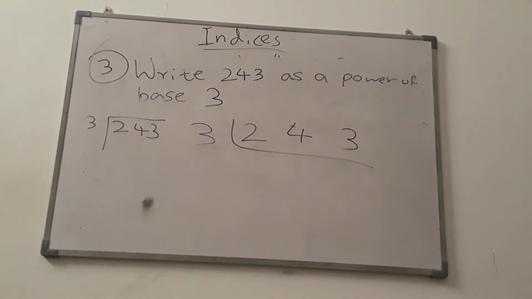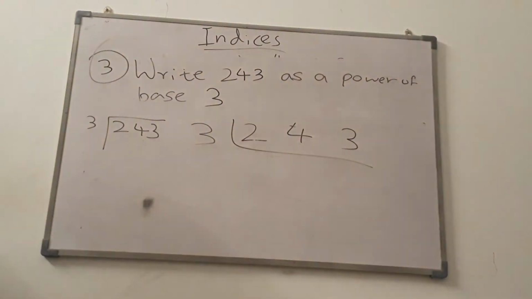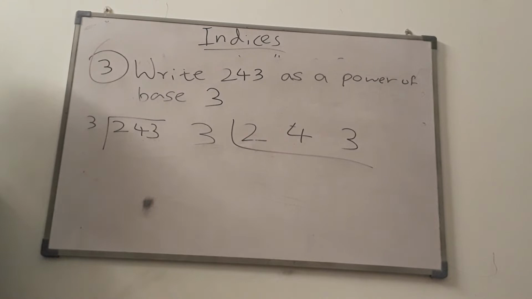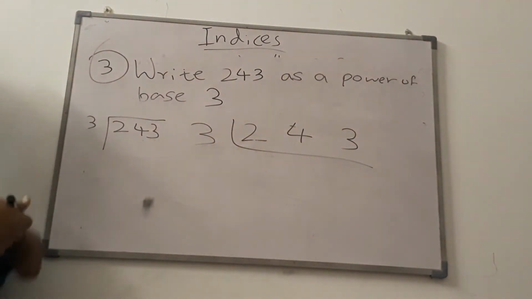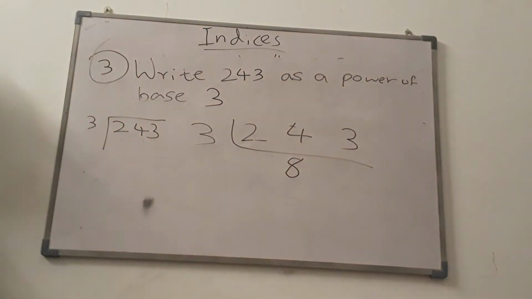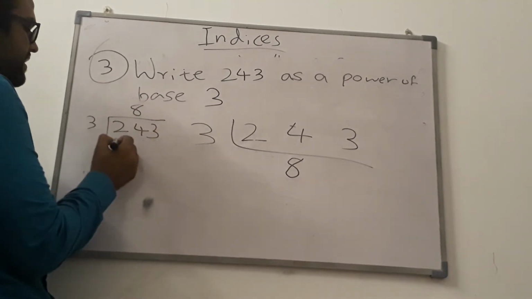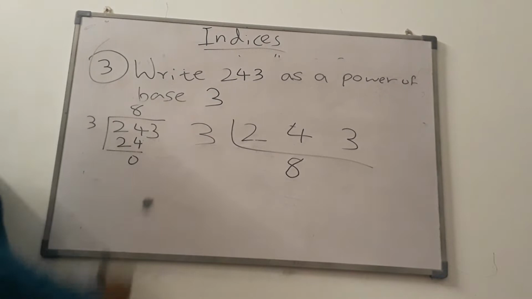For 2 there are no 3's. So altogether 2 and 4 together it is 24. 24 means 3 times what? Tables. You should know your tables. 3 times what is 24? 3 times 8 is 24. Okay. 8 times 3, here also 24. 24 minus 24 means 0.